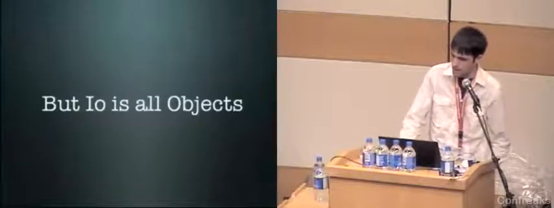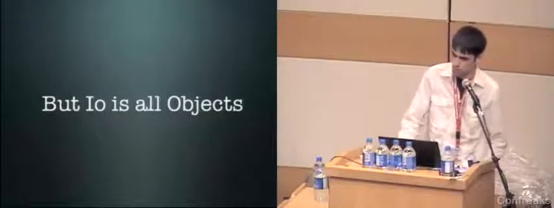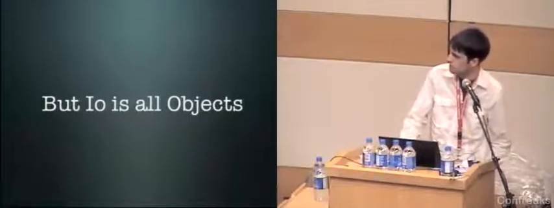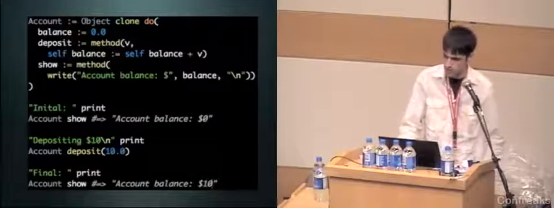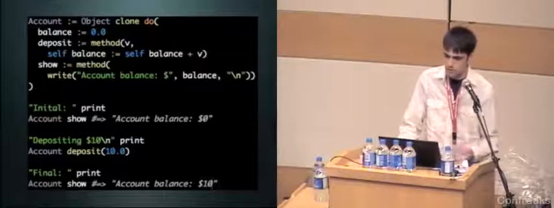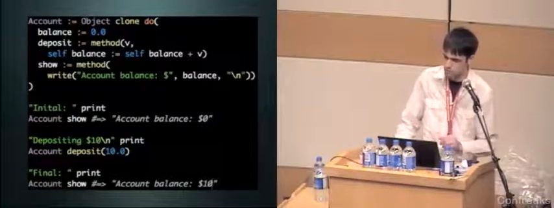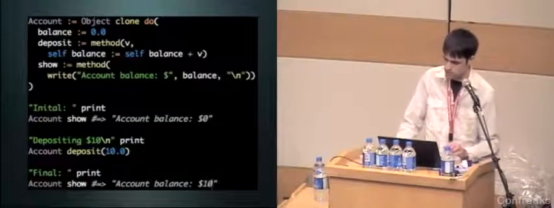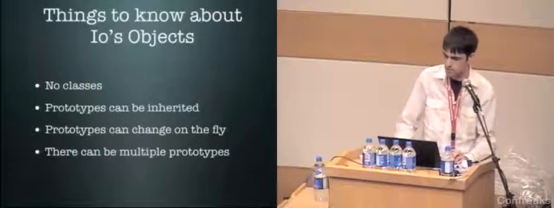But yeah, Io is objects though, and I want to show that more, because idiomatic Io code really takes advantage of this. So here's another example. We build an account and we have a balance and deposit. I really don't want to go into depth in explaining this. It'd take too long. But there are a couple of interesting things to note about this.